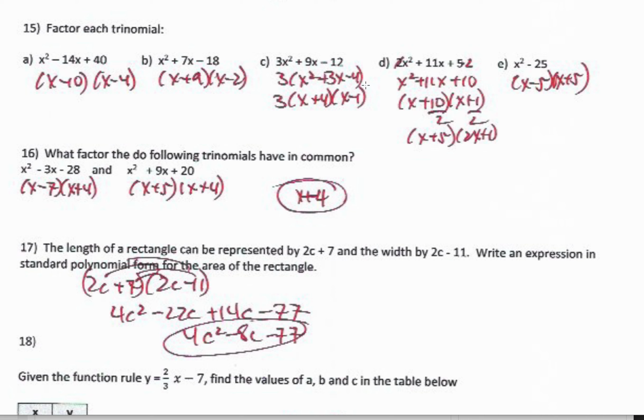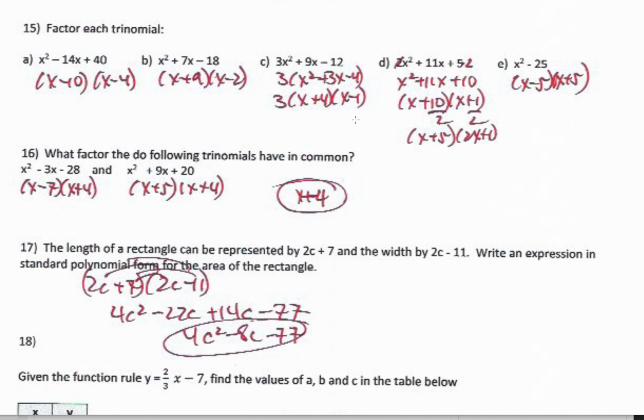The one thing you have to be very careful of here is in the answer, all 3 factors have to be included. The 3, the x plus 4, and the x minus 1. You cannot just put the x plus 4 times x minus 1. All 3 pieces, including the 3, must be included.